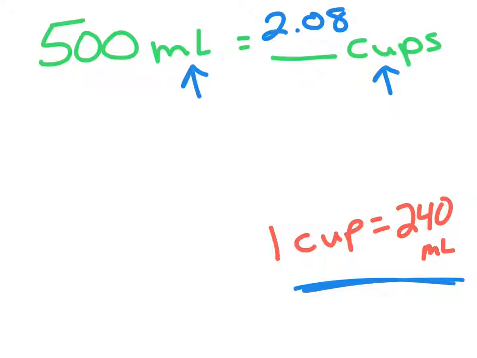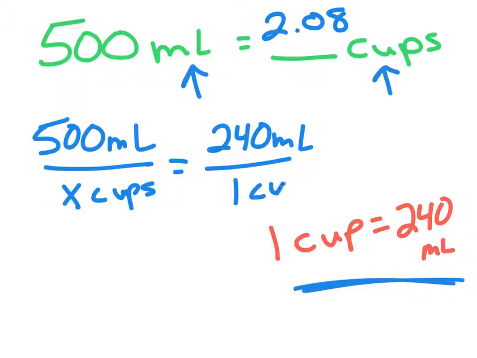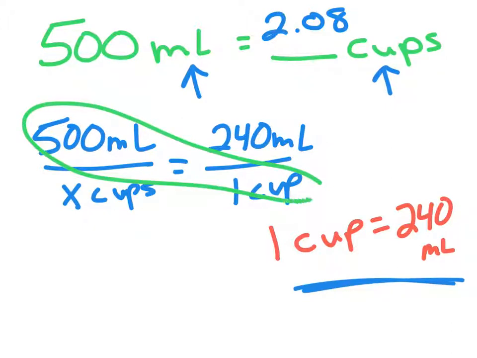But for those of us who want to see the setup method, we would simply set that up as the unknown, 500 milliliters over X amount of cups. Then I want to match my units, so I'll put 240 on top, since I want milliliters on top of the known side, and my 1 cup on the bottom. To solve, just as we solve all proportions, we cross multiply opposite the X. 500 times 1 is 500, and dividing it by 240 still produces that answer of 2.08.